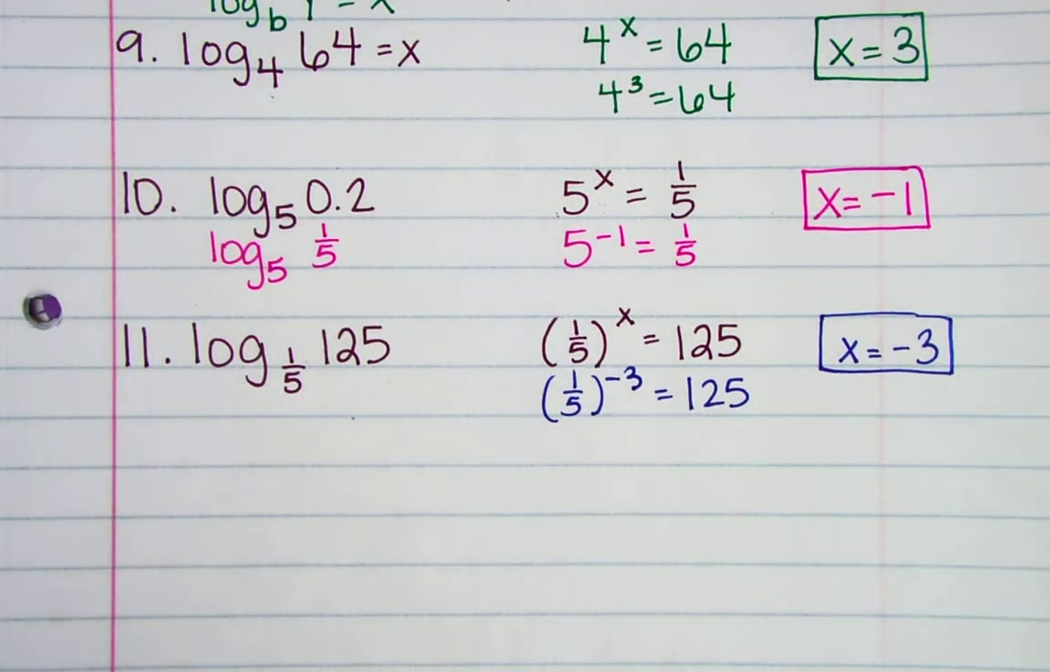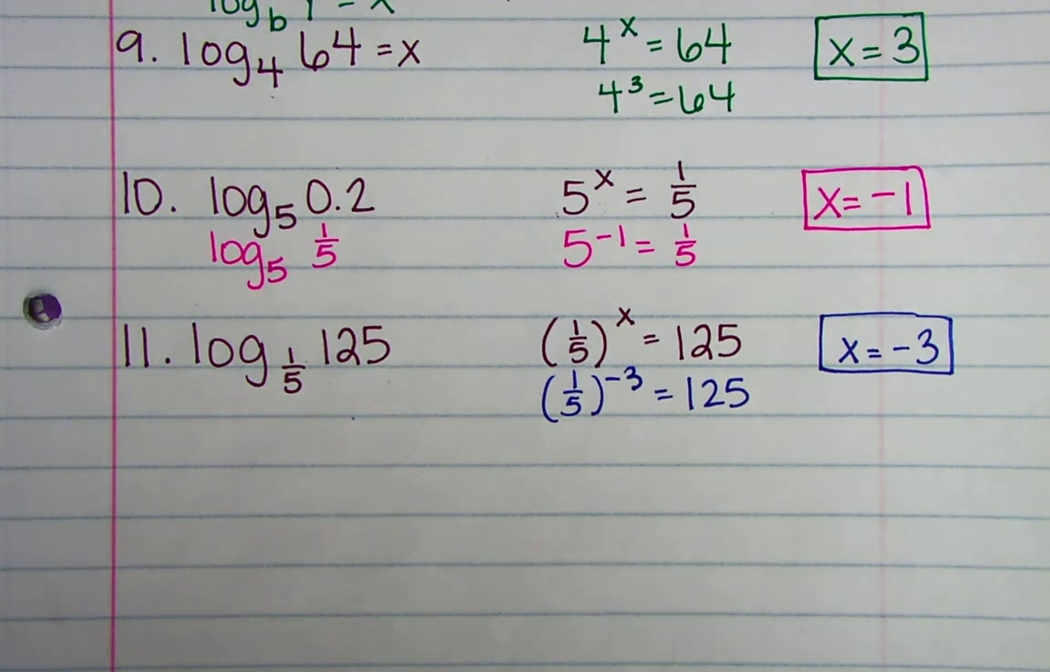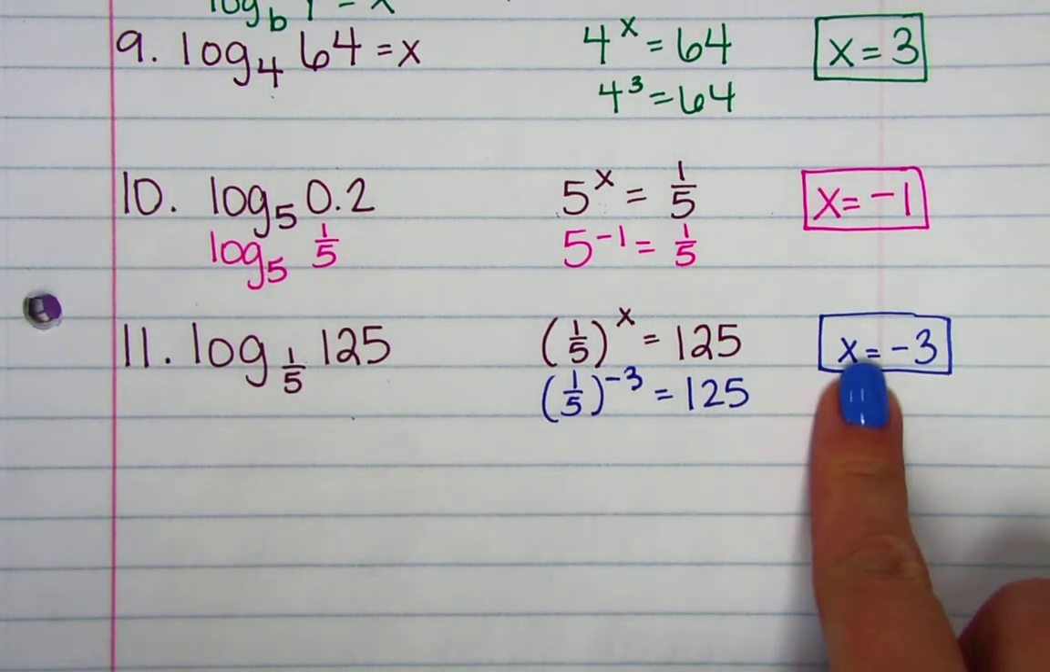Right? If you did positive 3, then you would have got 1 over 125. You would have thought, okay, it needs to be flipped. What makes it flip? Negative. All right, good.